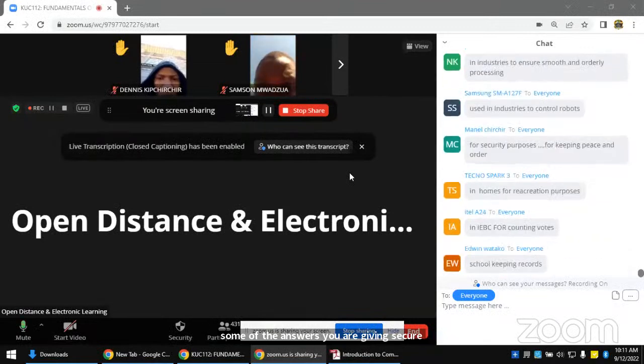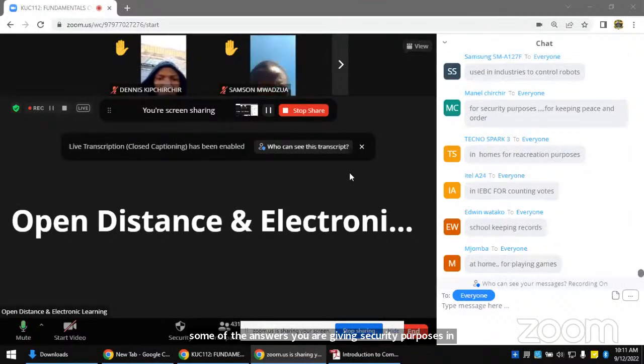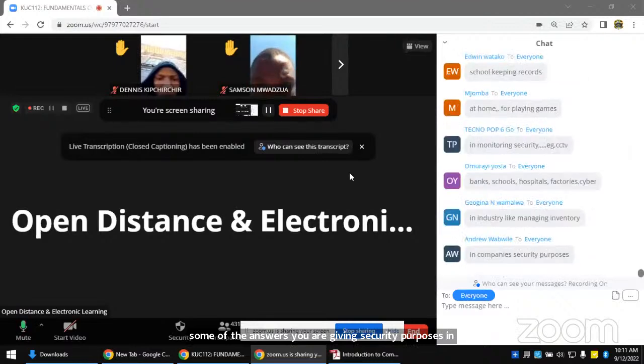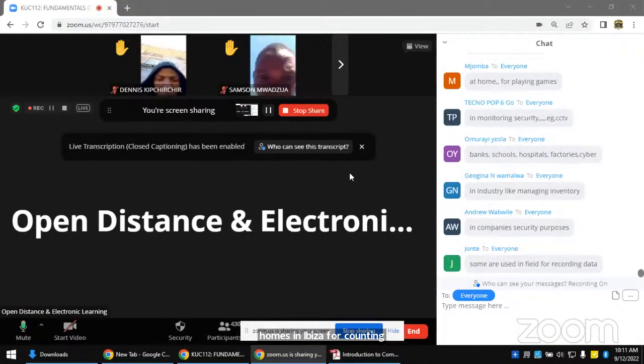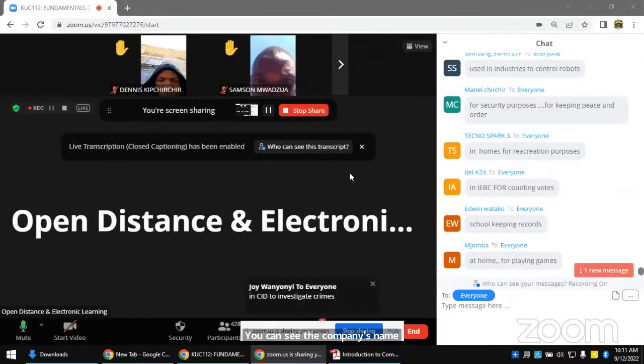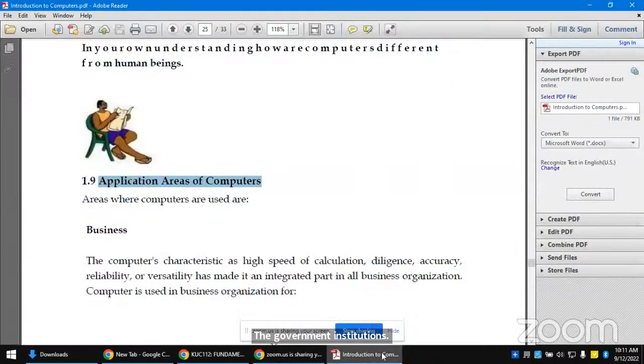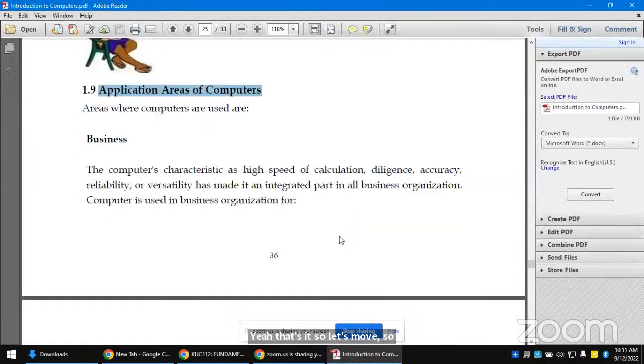Security purposes in homes, in IBC for counting votes. You can see in companies, in government institutions. Yeah, that is it. So let's move. So I'll just pass through. I can see you have an idea of where they apply.